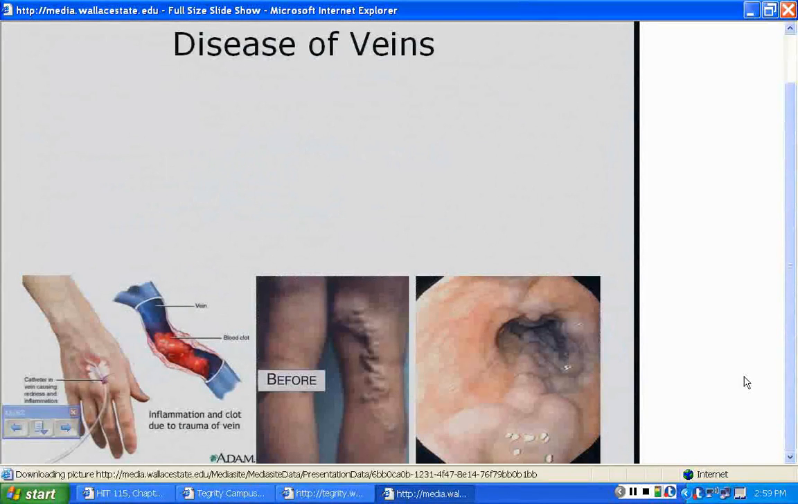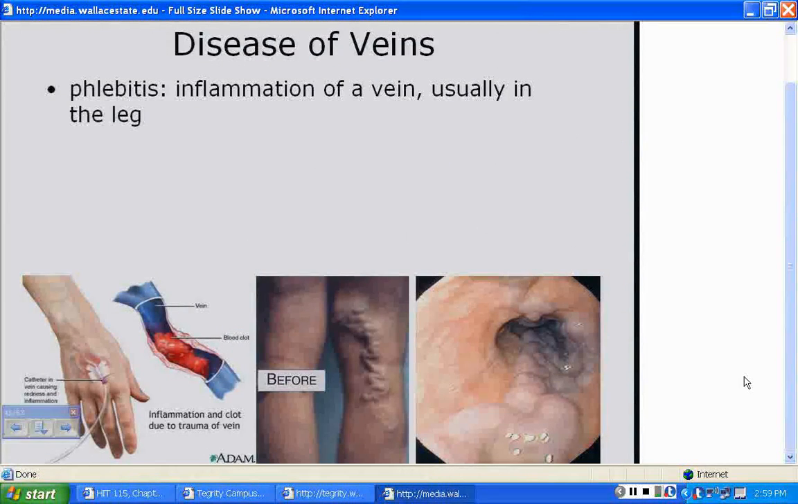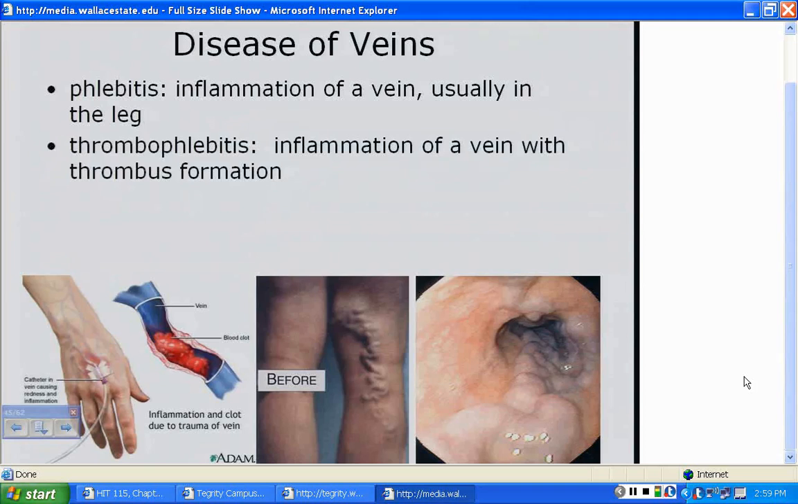Okay, now diseases of the veins. The first disease of the vein described here is phlebitis, which is inflammation of a vein, which usually occurs in the leg. And we're showing here a case in which an IV catheter is in the person's hand. They may actually develop phlebitis because of the inflammation of a vein. The inflammation of a vein with thrombus formation: the inflammation's there, and the blood clot forms in the area.